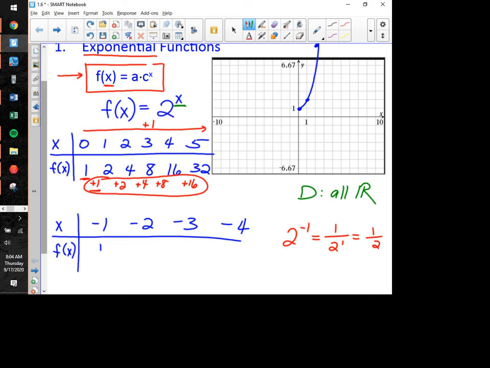So 2 to the negative first power is going to give us 1/2. And the same trick applies with any other negative exponent. 2 to the negative second becomes 1 over 2 squared, and that's going to get us 1/4. The negative third power will give us 1/8. The negative fourth power will give us 1/16.